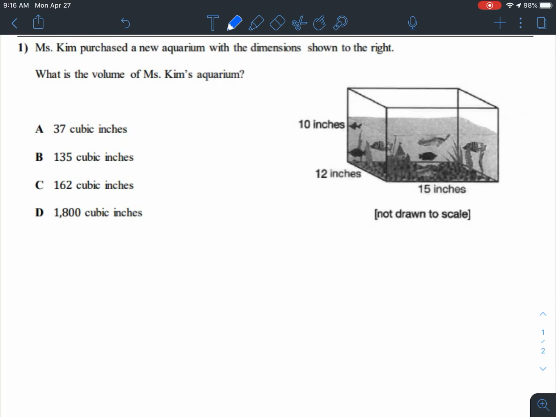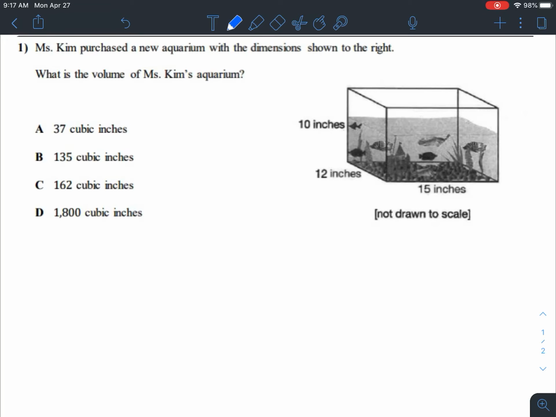I see a word problem in front of me. Let's go ahead and read it just for context. Miss Kim purchased a new aquarium with the dimensions shown to the right. What is the volume of Miss Kim's aquarium? I'm wondering in this problem, what is this about?